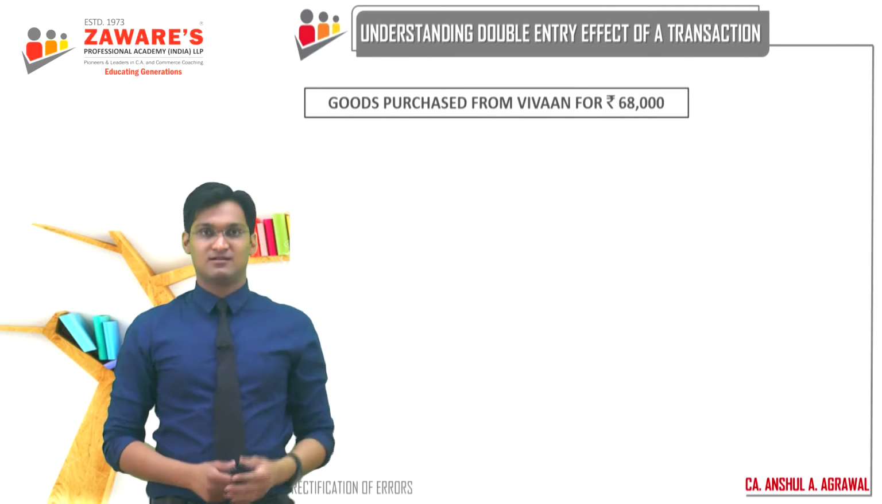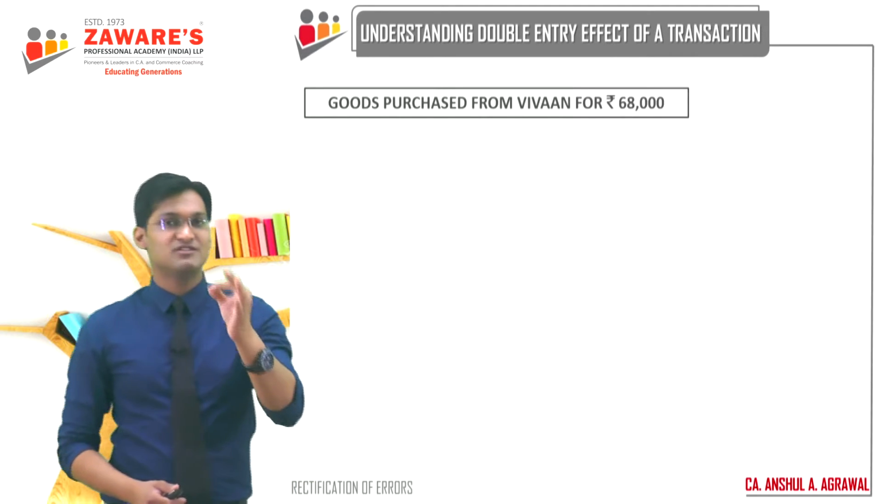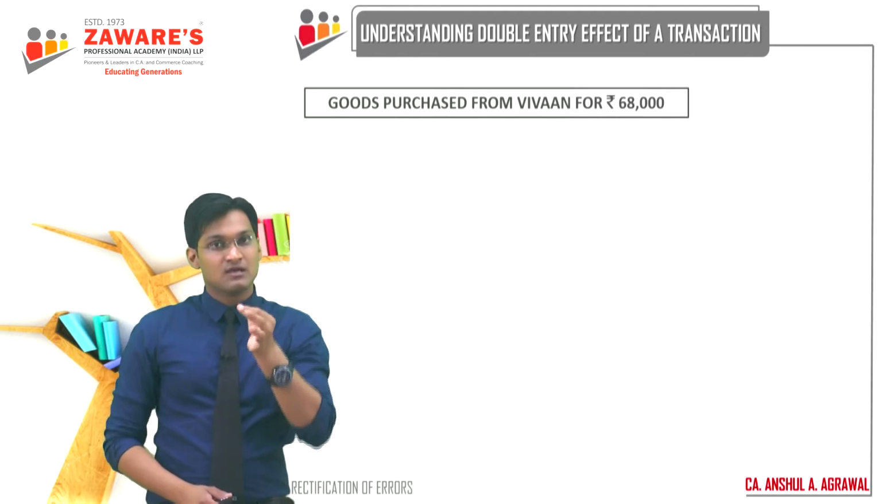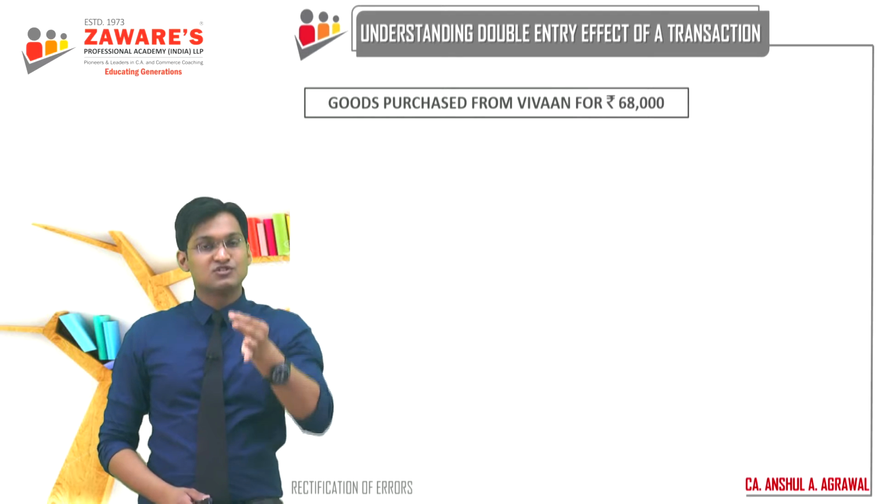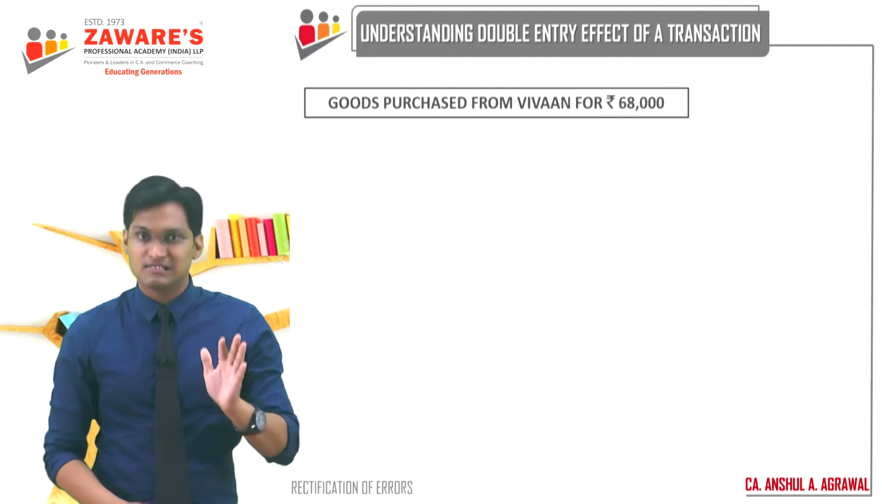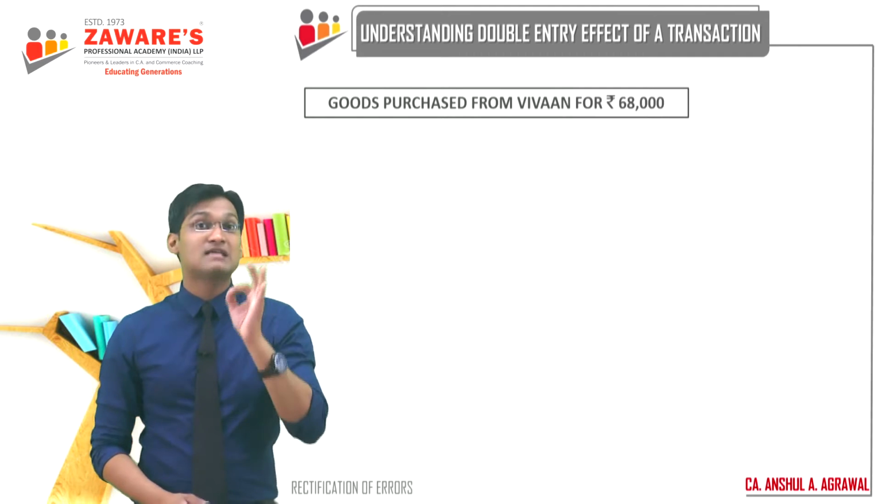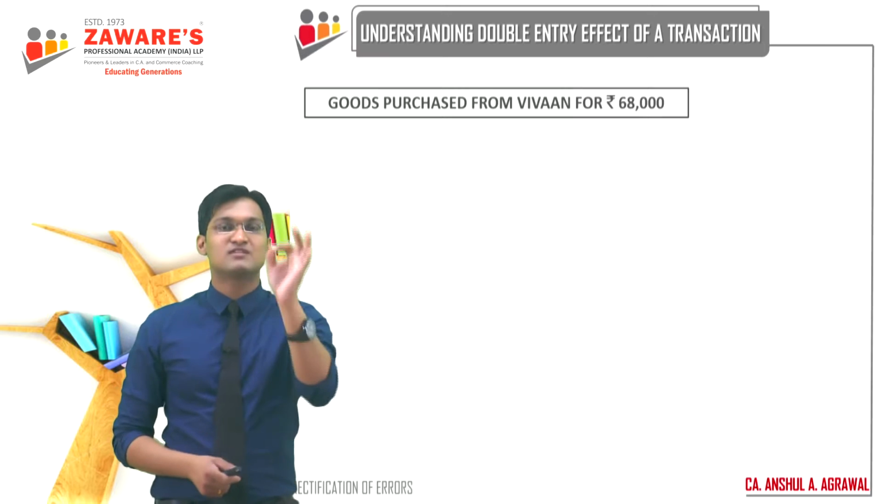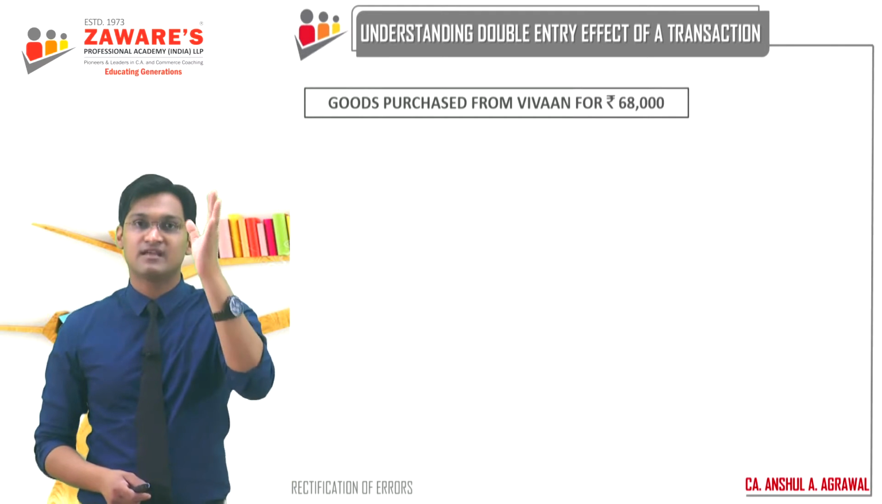You need to check, is there any change in financial position? Now what happens when you purchase goods? You receive goods, stock comes into the business, correct? Stock, can I say it is my asset? So my assets increase, as given in this transaction: goods purchased from Vivan for rupees 68,000.